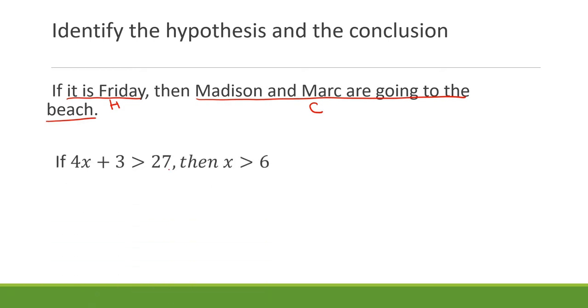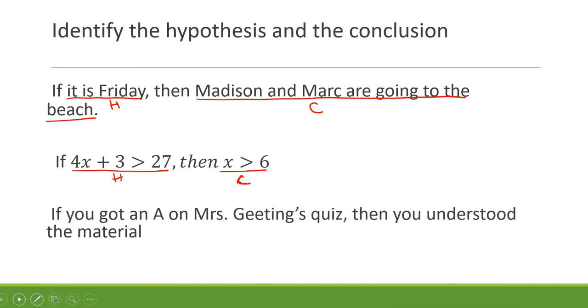If 4x plus 3 is greater than 27, my hypothesis, then x is greater than 6 is my conclusion. So write down, copy these down, and copy down what's the hypothesis and what's the conclusion. Make sure you get all this in your notes. Okay, copy down this one, and then you figure out the hypothesis and the conclusion.